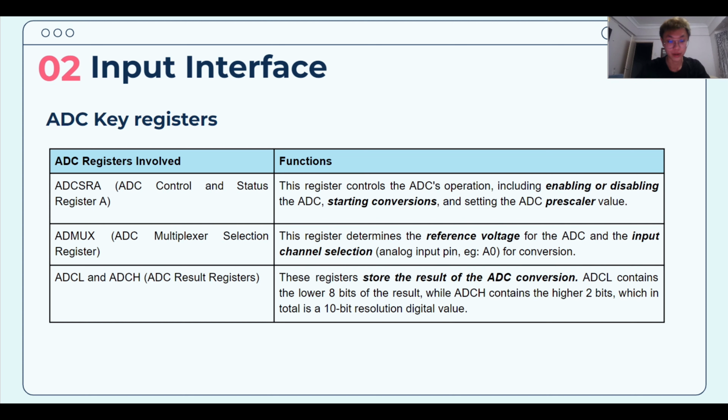Before the configuration of the ATmega328P, we must understand the key registers needed for the ADC configuration. First one is the ADCSRA register, which helps in enabling the ADC, starting the conversions and also setting the prescaler value. Then the ADMUX register helps in setting the reference voltage and the input channel selection. Last one is the ADC result register that stores the results of the ADC conversions.